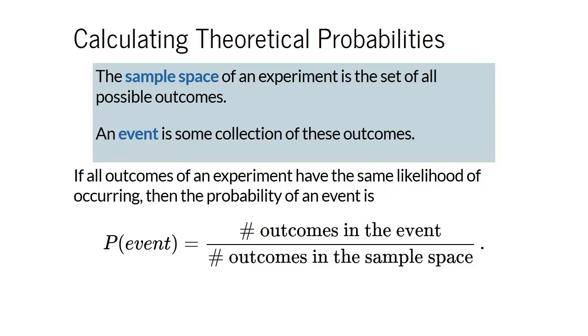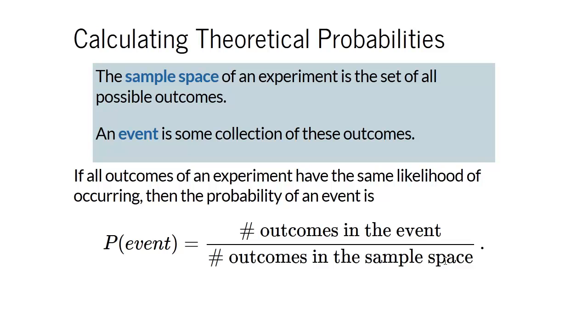Calculating theoretical probabilities for events is easy if all of the outcomes in an experiment have the same chance of occurring. You just take the number of outcomes in the event and divide by the total number of outcomes in the sample space. Like in our one coin toss example, the only outcomes are heads and tails. This was our sample space. Since we are tossing a fair coin, the chance of the coin landing heads is the same as the chance that it lands tails, so we can use this formula to easily compute probabilities.